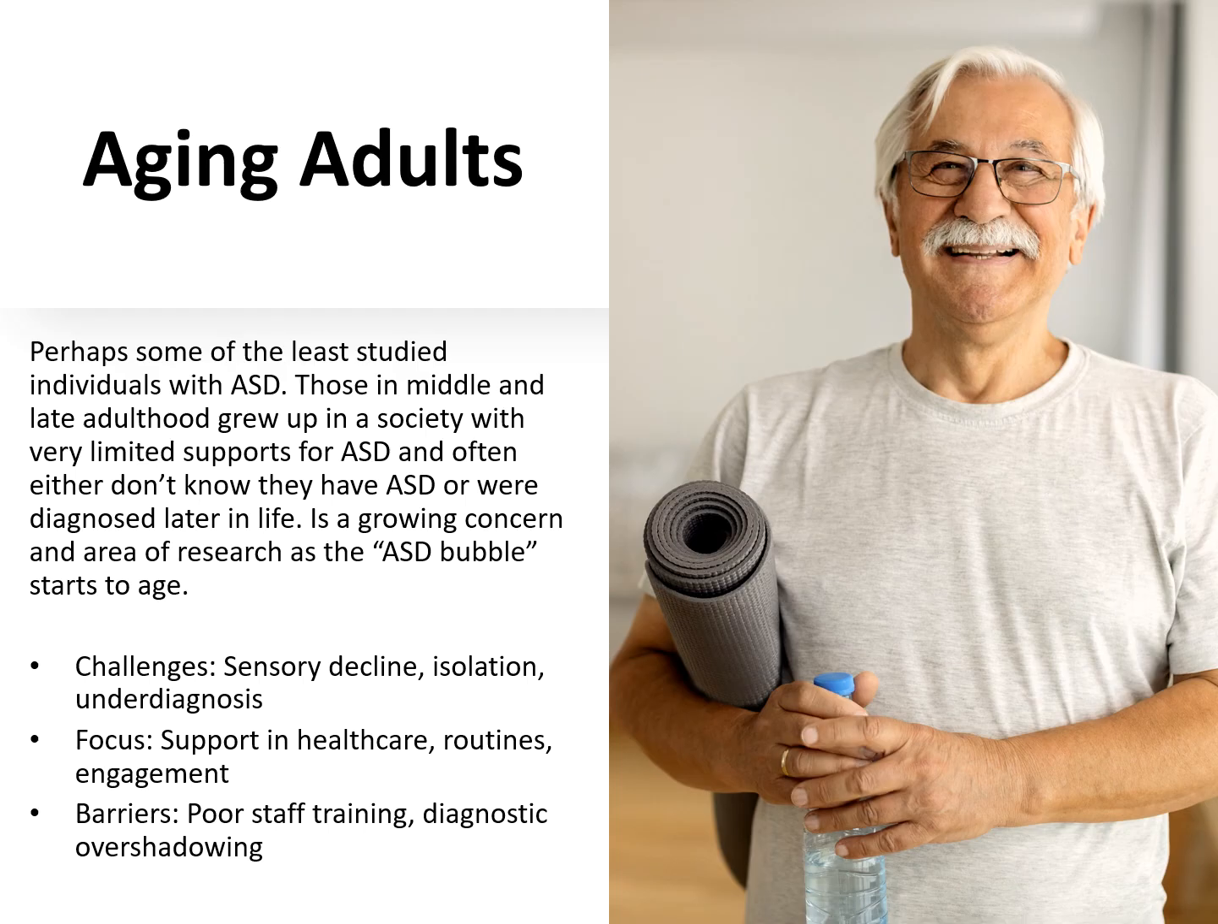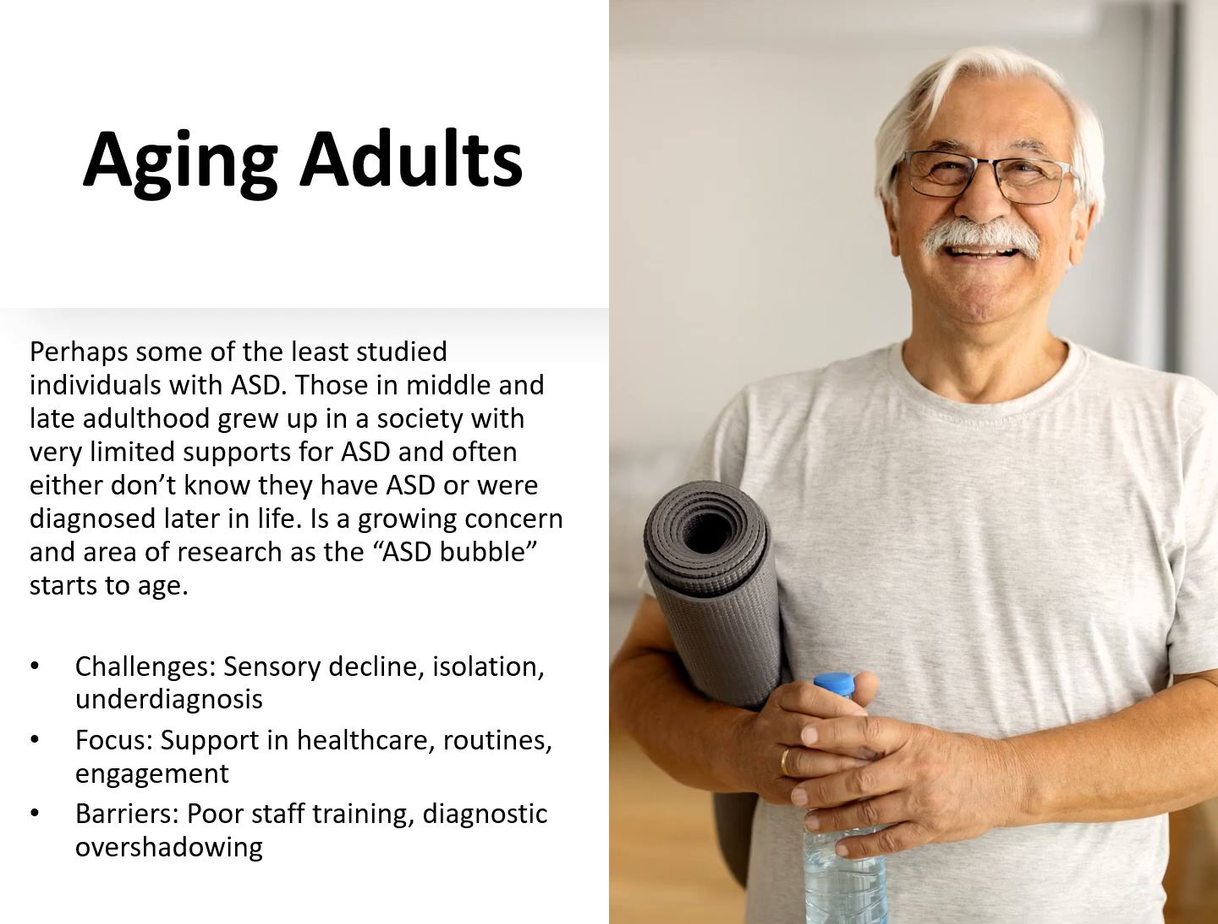I think the stats in the 1940s, 50s, 60s was that it was probably 1 in 1,000 to 1 in 10,000 people that had ASD. Compared to now where it's 1 in 70, and that number is even high by some estimates. So aging adults are perhaps some of the least studied individuals with autism. Those in middle and late adulthood grew up in a society with very limited supports for ASD and often either don't know they have ASD or were diagnosed much later in life as adults. It is a growing concern and area of research as the ASD bubble starts to age.